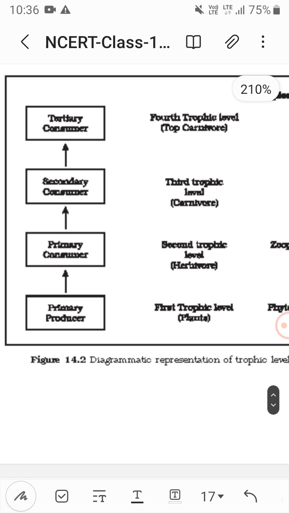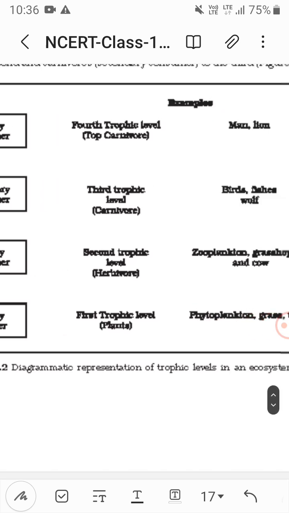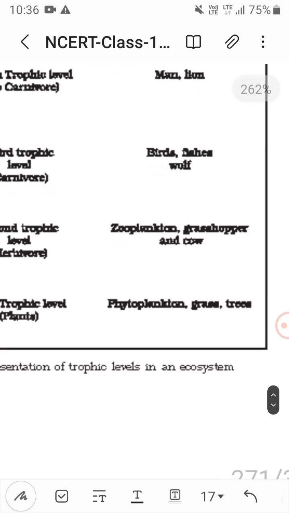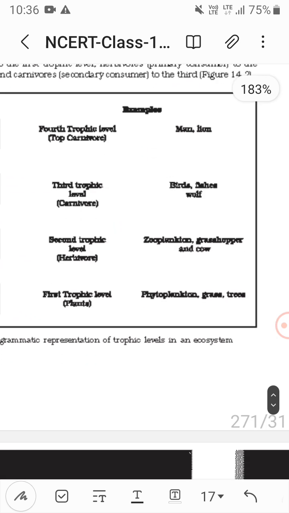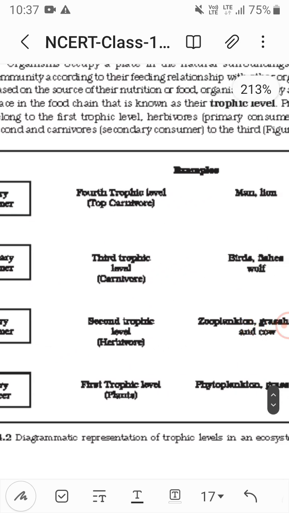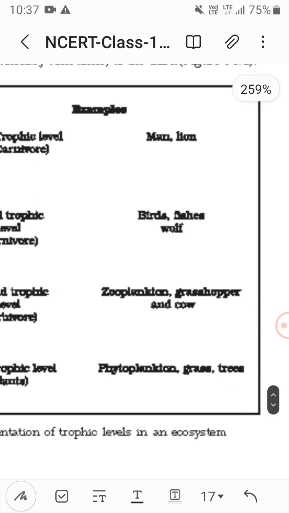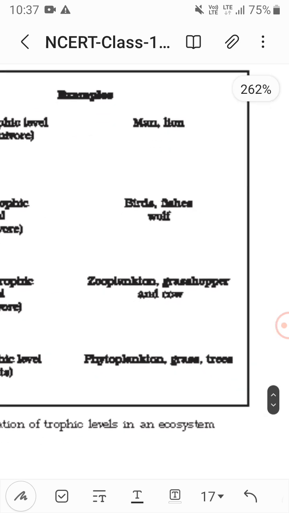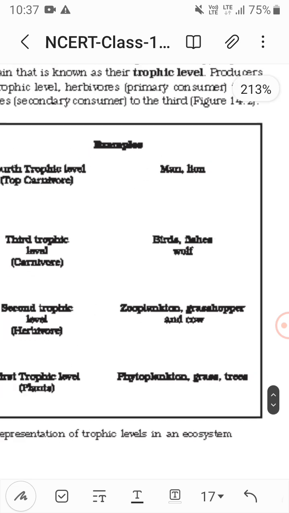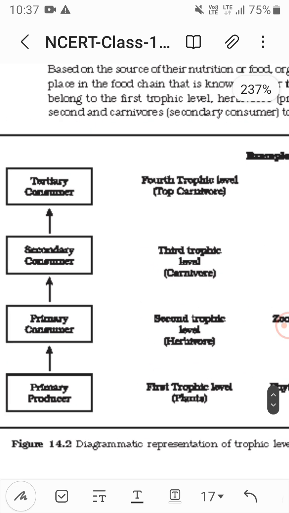Now primary consumers, that is the second trophic level, are herbivores. These are zooplankton, grasshopper, and cow. So these are herbivores that can eat these primary producers. Now secondary consumers, the third trophic level, are carnivores: birds, fishes, and wolf. All these animals can eat zooplankton, grasshopper, and cow.